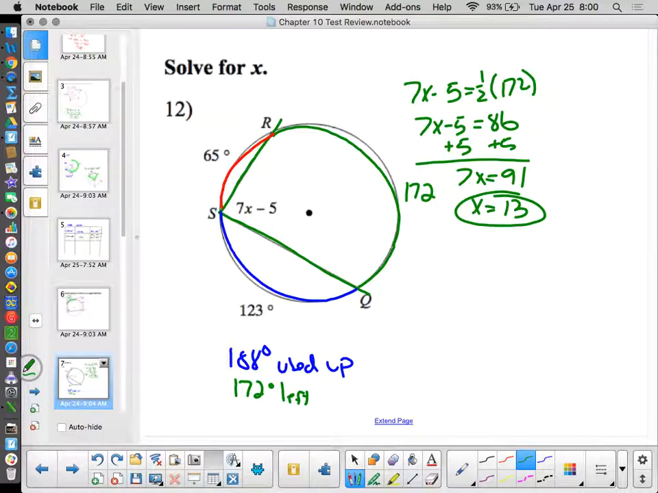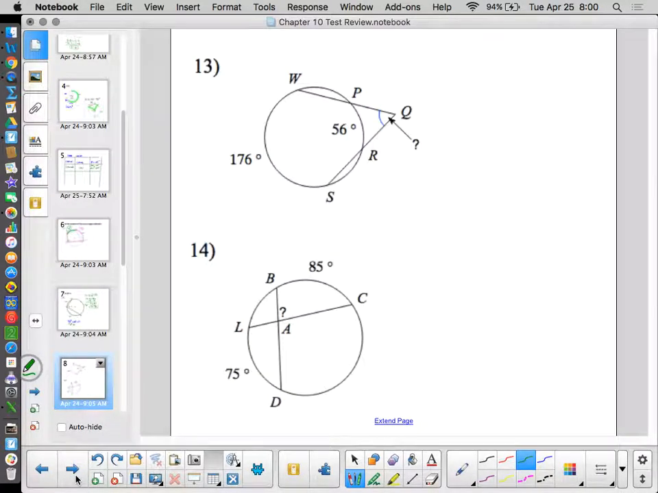So again, multiple steps. We use the information to find information we needed so I could then set up and solve a problem. But I couldn't set up and solve a problem based on just the numbers I was given. I got to do some problem solving to get there. All right, now we got our final 2 types of angles.